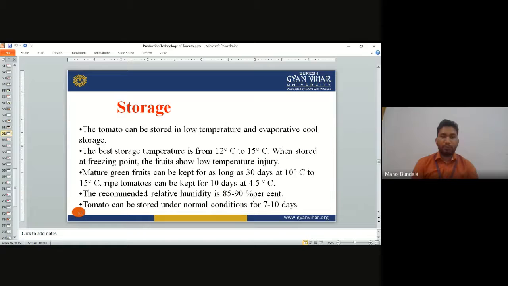Tomato can be stored under normal conditions for 7 to 10 days. The best storage temperature is 12 to 15 degrees centigrade. If the temperature is less than 12 degrees centigrade, there is a cause of chilling injury, and if it is more than 15 degrees centigrade, then there is a hot temperature injury.